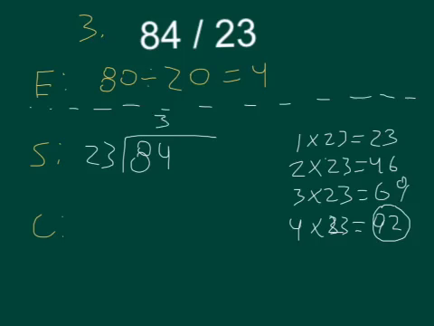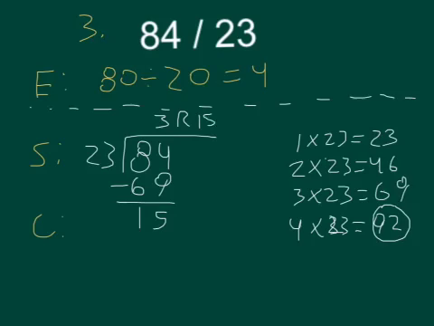So we're going to put 3 in the ones place, and we will take away 69 because that's how many we have. And without doing too fancy a math, I know that 84 minus 69 is 15. I know I can't get another group of 23 out of 15, so we're going to have to stop right here. So our answer hopefully should be 3 with a remainder of 15.